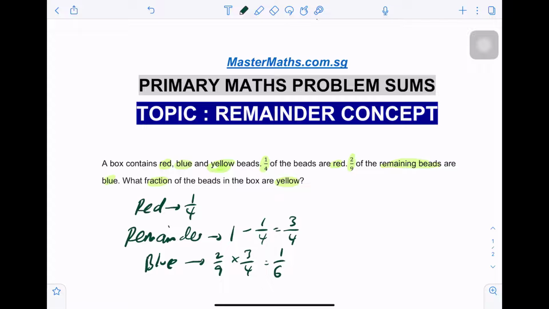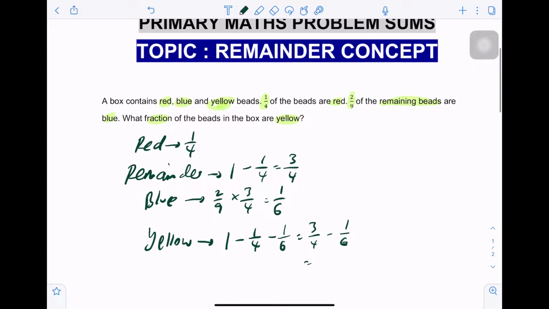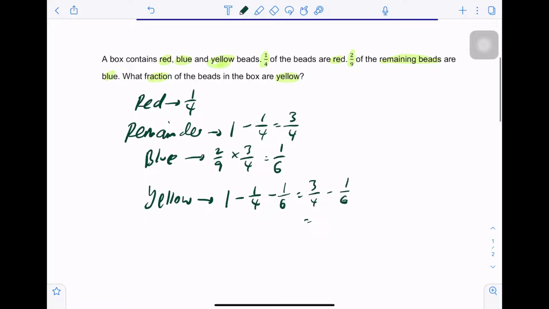So, and the rest are of course yellow color. So yellow will just be 1 whole minus your red minus your blue. So 1 whole minus 1/4 is 3/4. 3/4 minus 1/6. You can make the denominator the same, so you can times 3 times 3 times 2 times 2, so that you get 12 at the denominator. So 9 minus 2 is 7 out of 12.